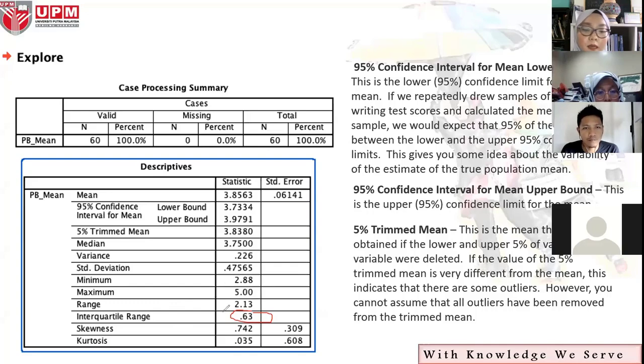The skewness and kurtosis should be similar to the previous data. Sama je. So the additional items here are the 95% confidence interval, the 5% trim mean, and the interquartile range. The rest should be similar. Okay, so next one.